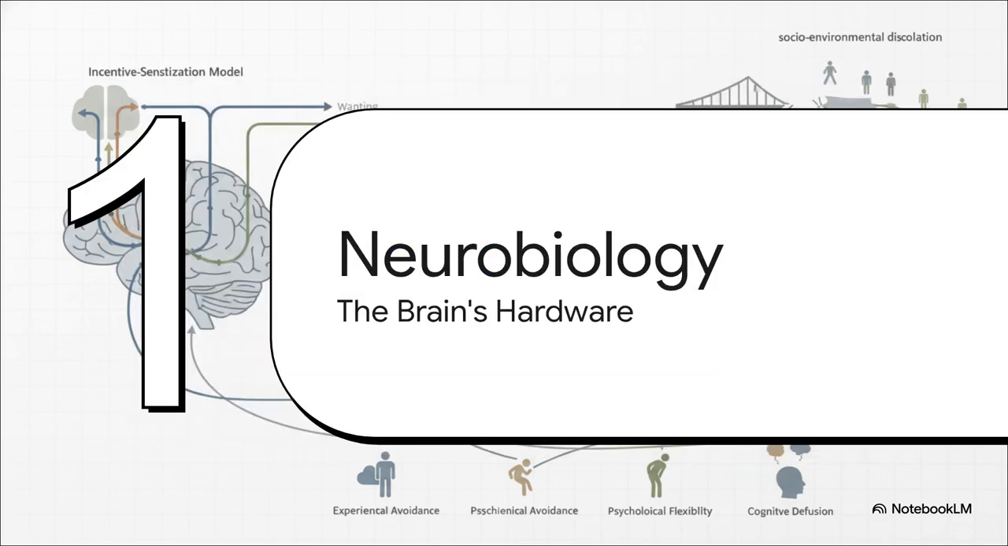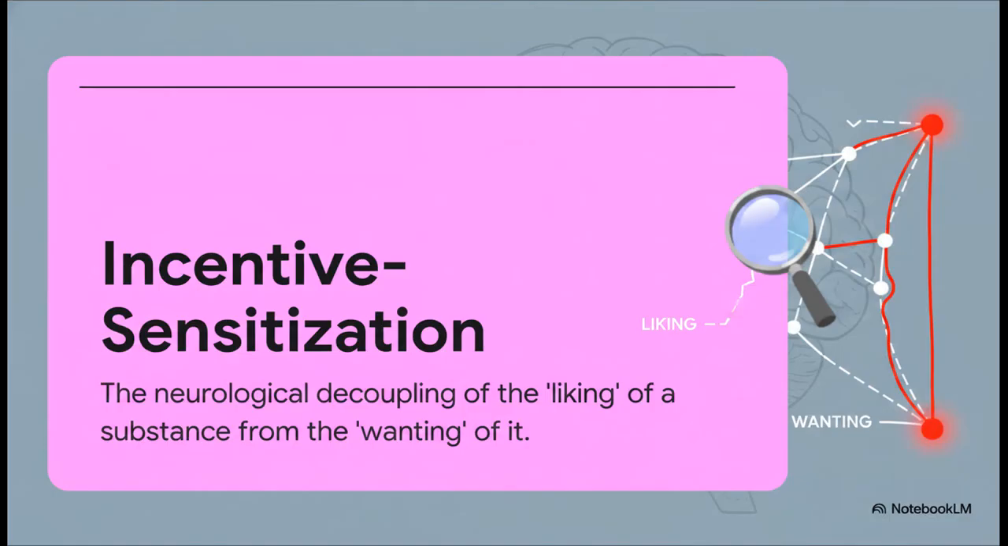Moving right along to Section 2, the neurobiology of compulsion. Let's look at the brain's hardware. Okay, so we are zooming from that big sociological cage right down into the micro level of the brain's reward circuitry. Have you ever wondered why someone might continue to engage in an addictive behavior even when they clearly, undeniably aren't enjoying it anymore? Well, this is explained by the Incentive-Sensitization theory, developed by Kent Berridge and Terry Robinson.